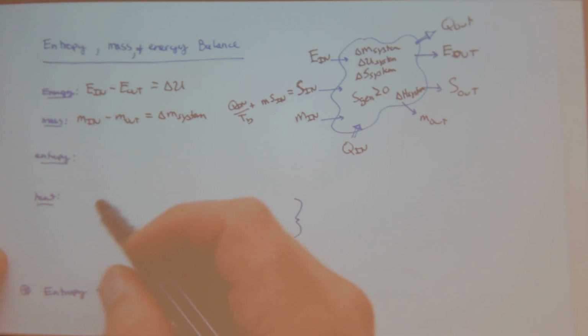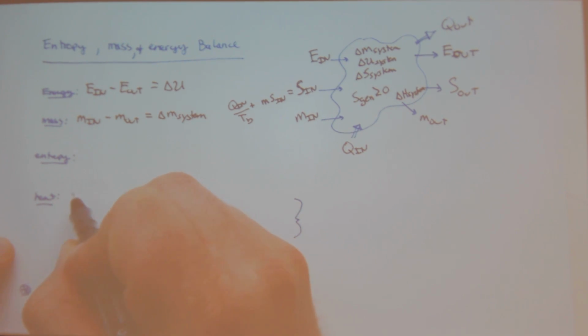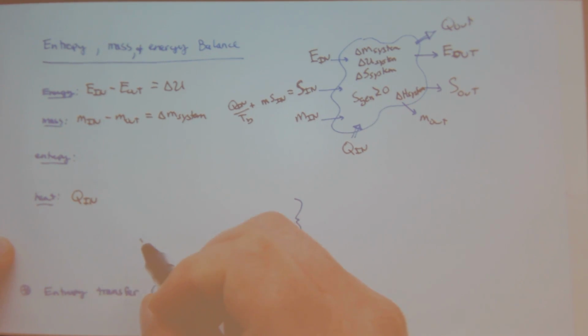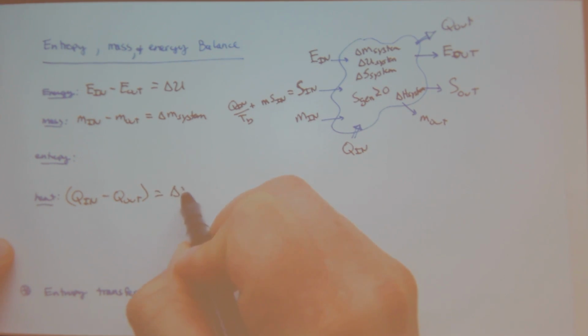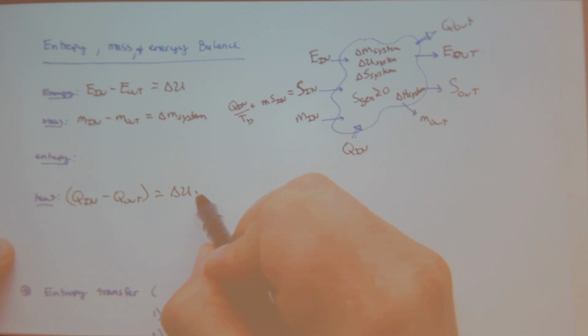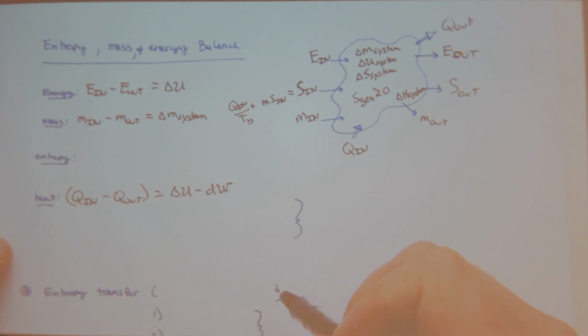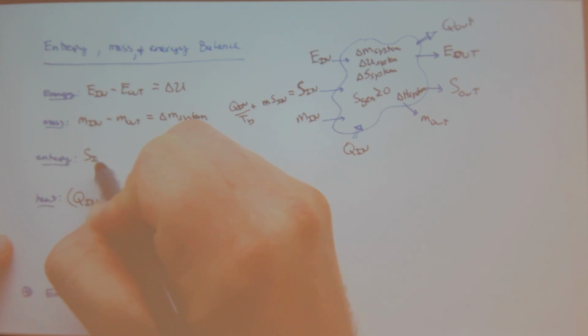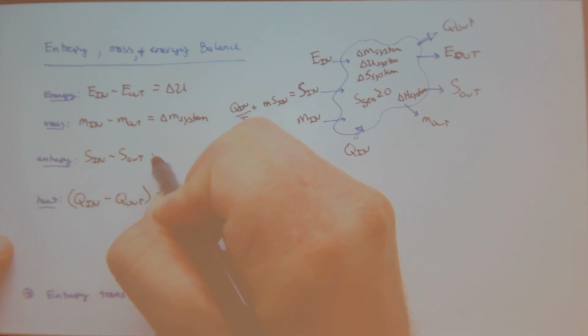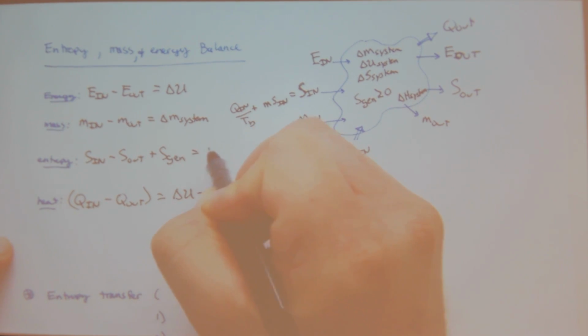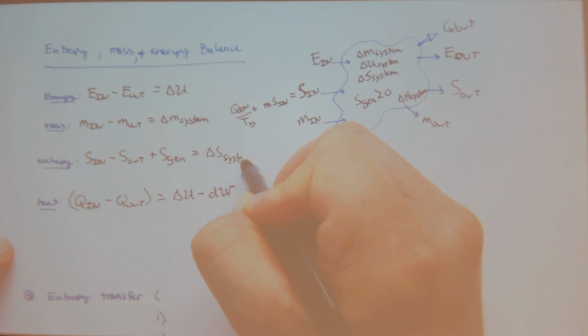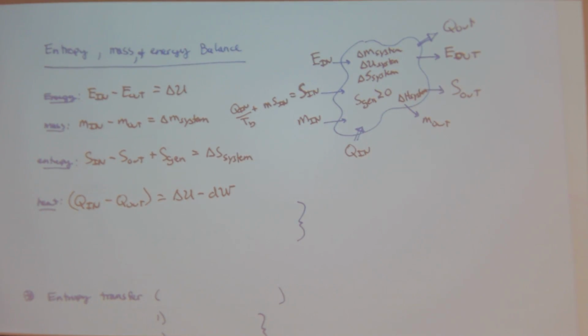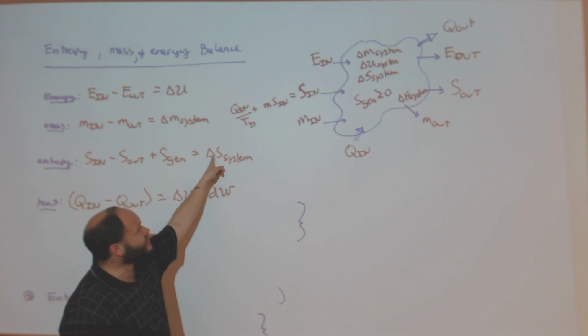I'll get to entropy in a second. Let's just do heat. Q in minus Q out. Now, first law equals delta U minus dW. Okay, so for entropy, I have S in minus S out plus S gen equals delta S of my system. Okay, so this is of the system.